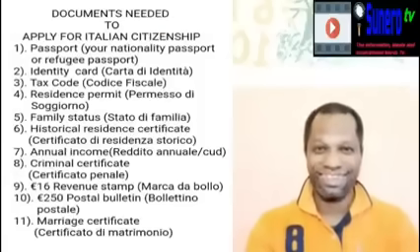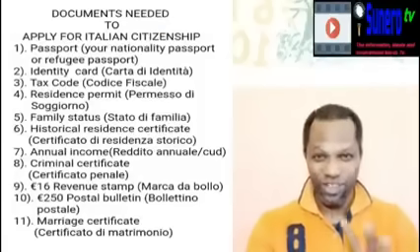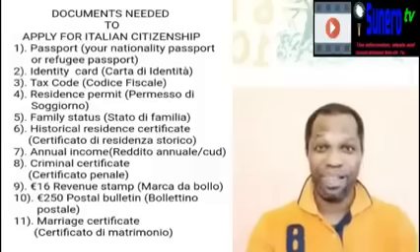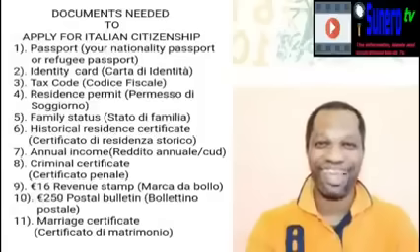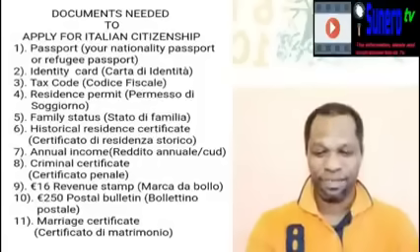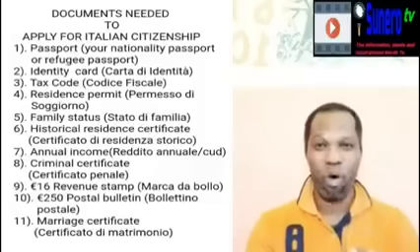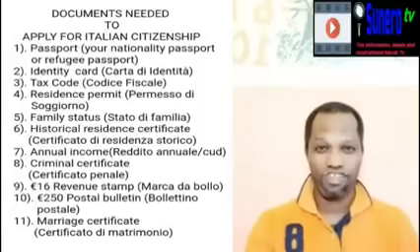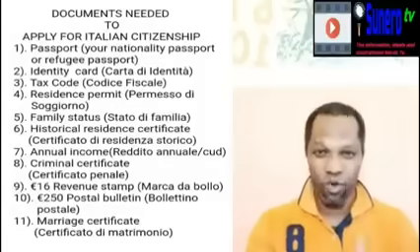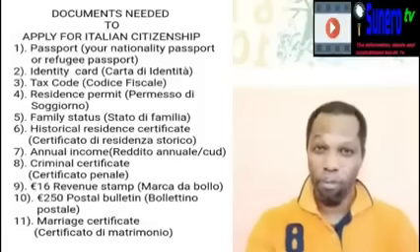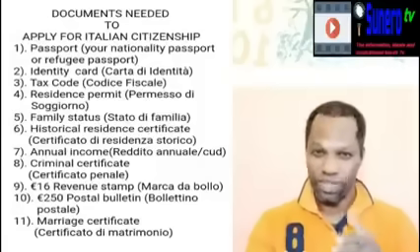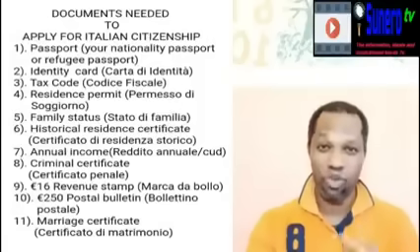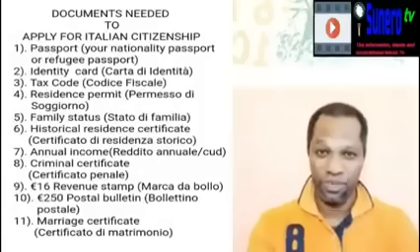So these are the documents that you need to prepare before you can apply for Italian citizenship. Let's go through it one after the other. Number one, passport. Your nationality passport or refugee passport. Your nationality passport, if for instance you have a normal residence permit, normal sojourner, so you need your nationality passport, your country's passport. You need to have it.